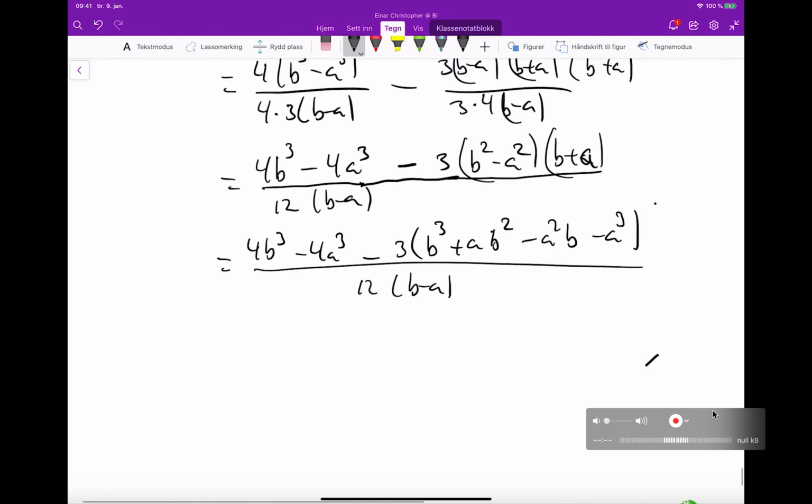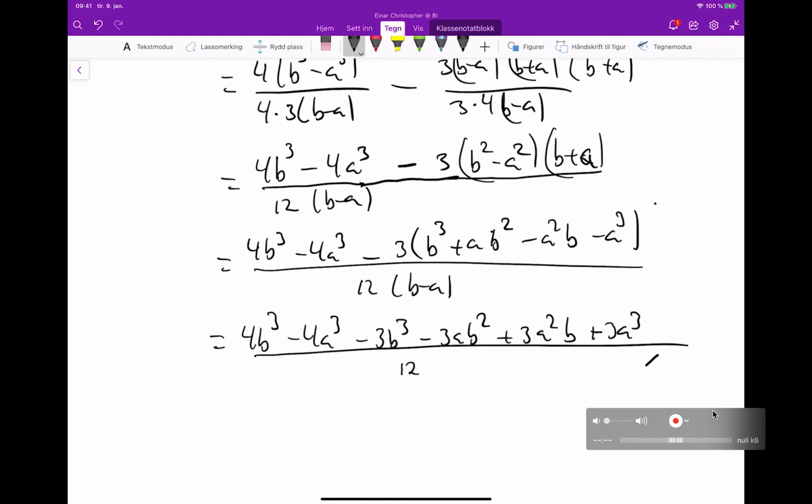4b in third minus 4a in third minus 3b in third minus 3ab in the power of 2 plus 3a in the power of 2 b minus plus 3a in third divided on 12 times b minus a.